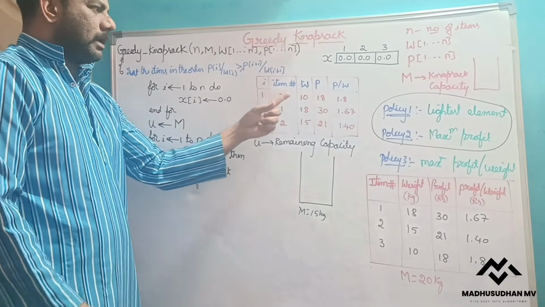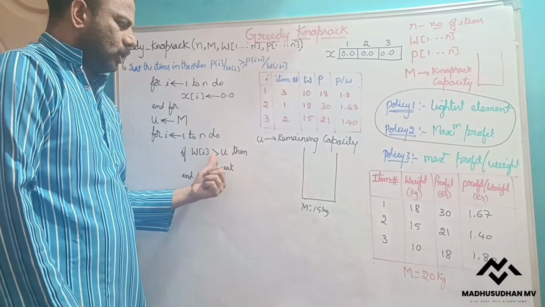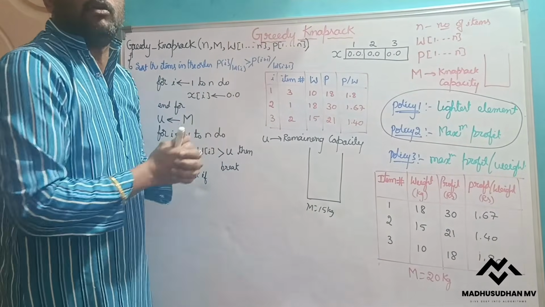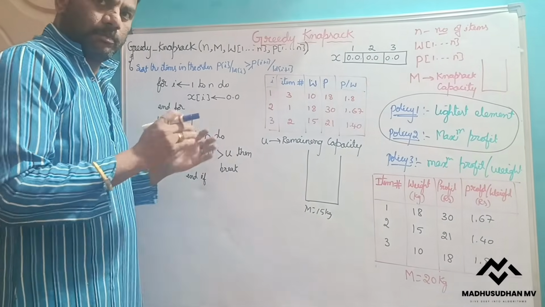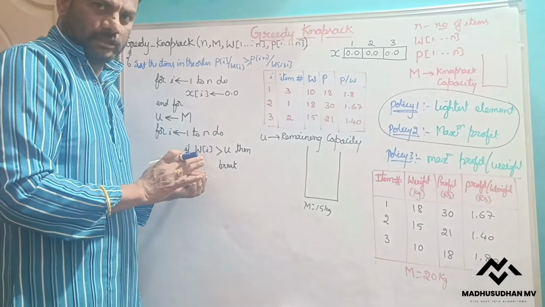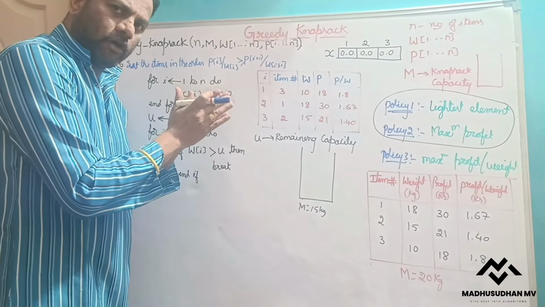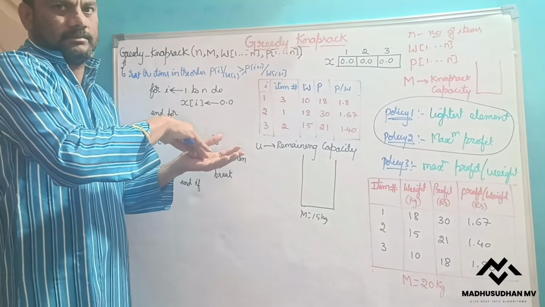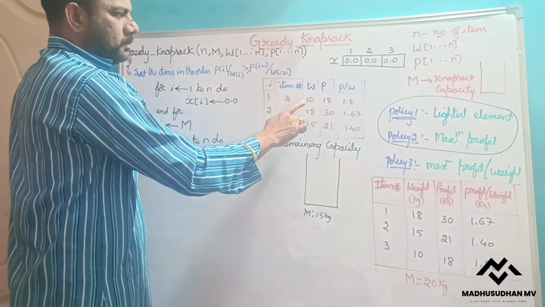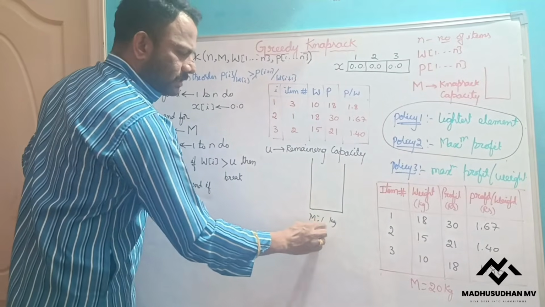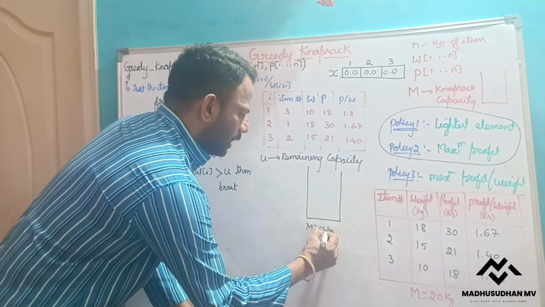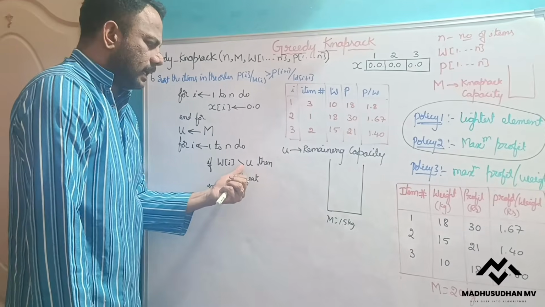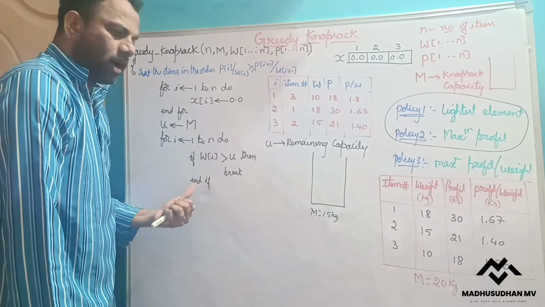Now, if the weight of the object is greater than U, that means the weight of the object is more and we don't have that much capacity, so we come out. If it is not greater, it is lesser or equal, which means I can take it. Assume the first object is 10 kg and the remaining capacity is 15 kg. Is 10 greater than 15? False.